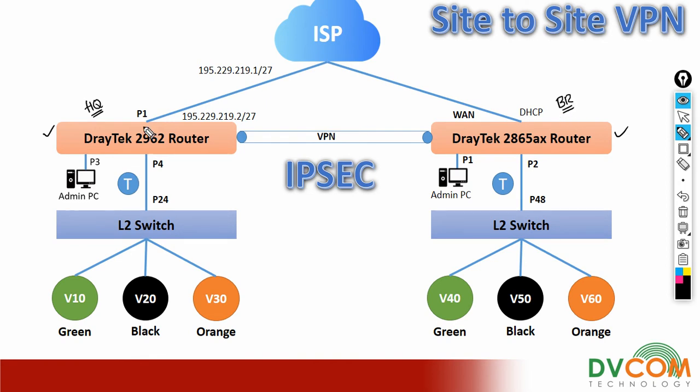In my HQ router, the P1 interface is connected to the ISP, and we have configured a static public IP, which is 195.229.219.2/27. The P3 interface we are going to use for administrative purposes, so we configured the IP address as 10.1.1.1/24, and we have enabled DHCP as well as DNS.